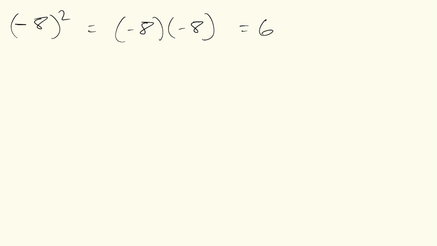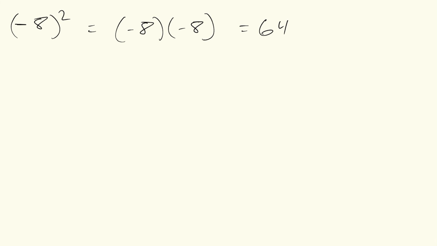Let's do negative 8 to the power of 2. Evaluate that. This is simply equal to negative 8 times negative 8. And if you've seen a previous video, you'll know that multiplying two negatives will give you a positive. So this is just 8 times 8, which is equal to 64.